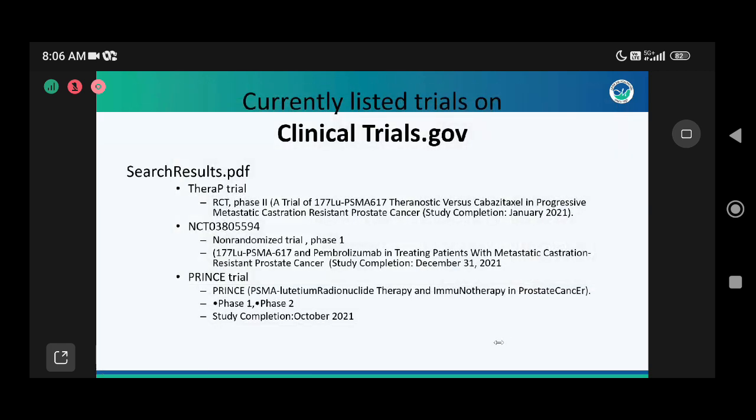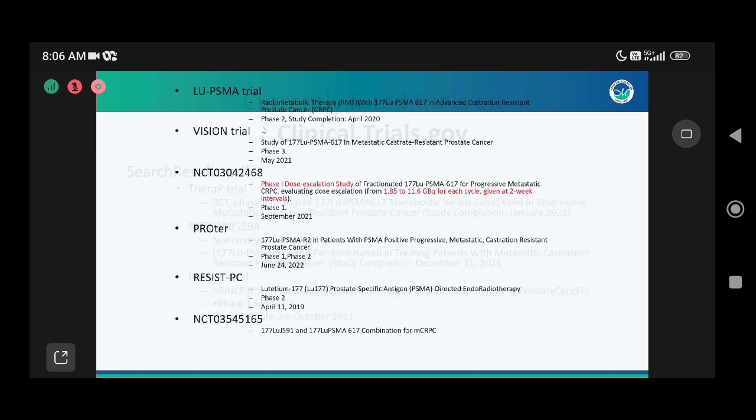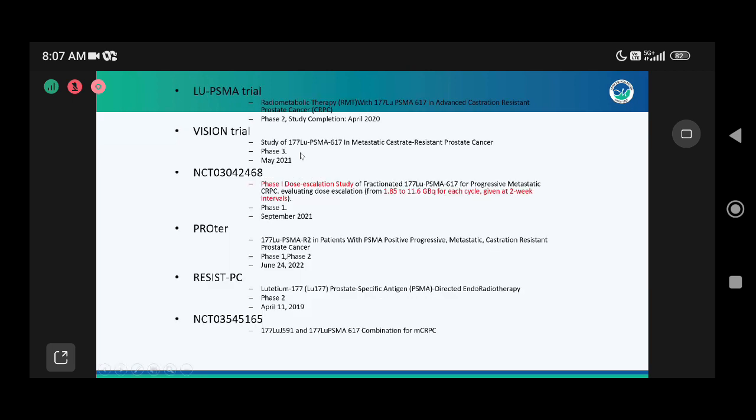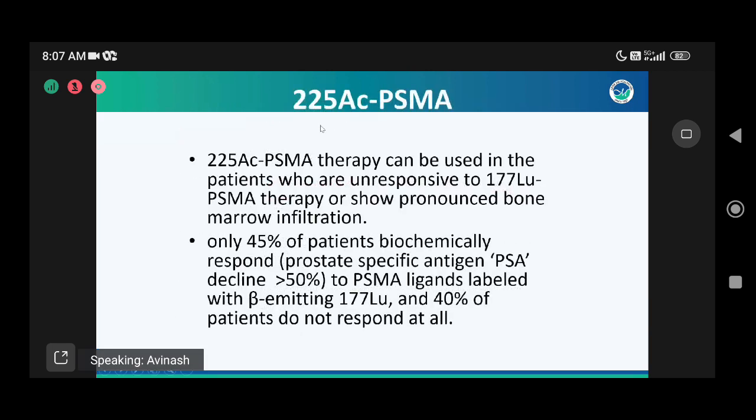And there are several other clinical trials which have been enlisted. Out of these, the Lu PSMA trial and the VISION trial have already been published, which showed a significant overall survival as well as progression free survival compared to normal. So as I told you, this PSMA theranostics contain lutetium PSMA or actinium PSMA based on whether a beta emitting or alpha emitting substance has been used.